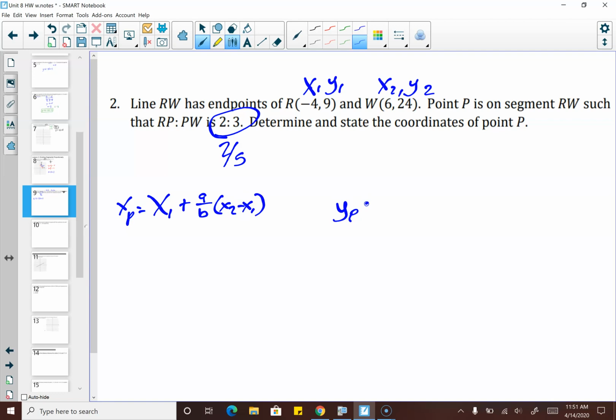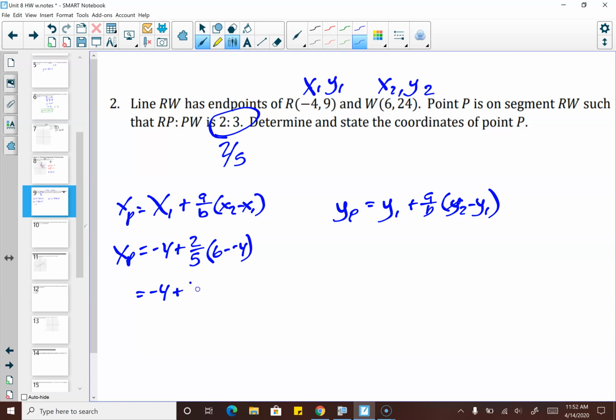And then we'll be doing the same exact thing for P, but every place we see an X, we're going to substitute out a Y. So our XP equals, our first X is -4, plus our ratio is 2/5, and then we are 6 minus -4. All right, so as we continue that down, -4 plus 2/5, 6 minus -4 gives us a 10. 2/5 of 10 is 4, and -4 plus 4 is 0. So the X part of our P is a 0.